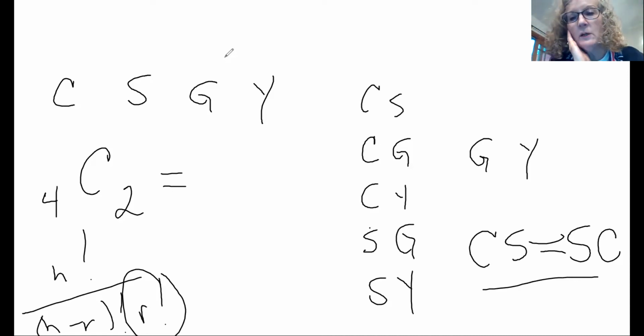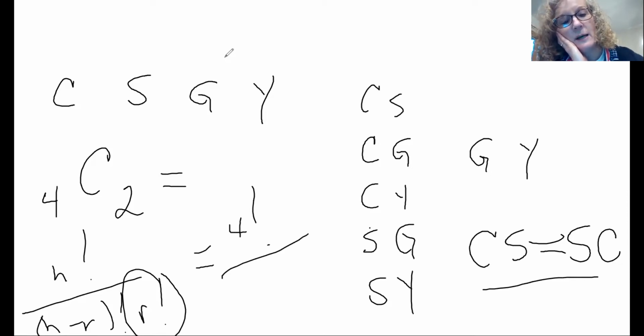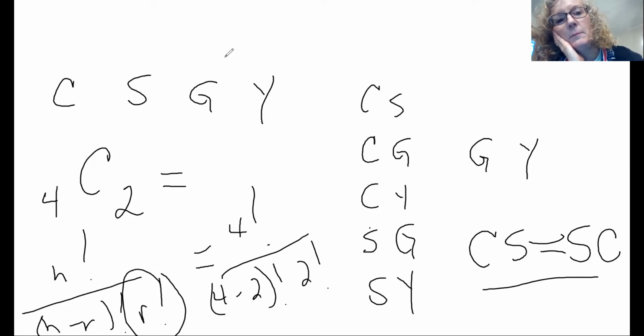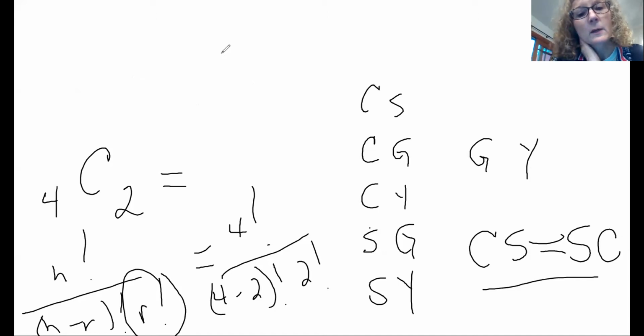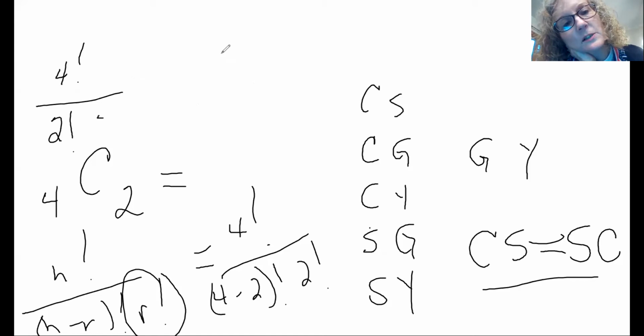But what that r factorial does is it divides out those duplicates. So this is going to give me, I've got 4, so 4 factorial, and I'm choosing 2 at a time, so 4 minus 2 factorial times 2 factorial. Now let's get a little room. That's 4 factorial divided by 2 factorial times 2 factorial. I'm just going to write this one out because the numbers are small.